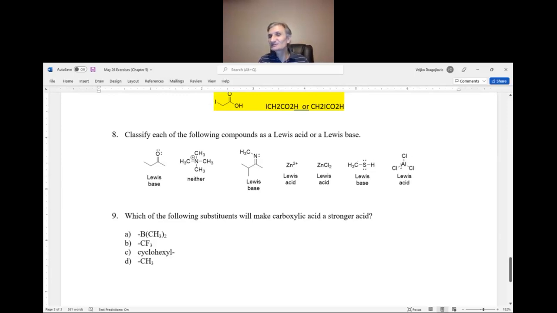And finally, here is an example of a Lewis acid. Aluminum trichloride. You see, aluminum doesn't have a filled octet, only 6 electrons, 3 bonds, and an empty orbital. So that's a Lewis acid.